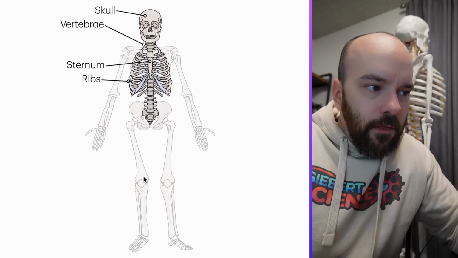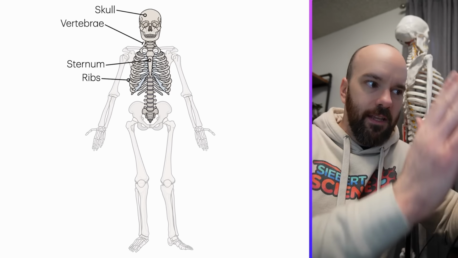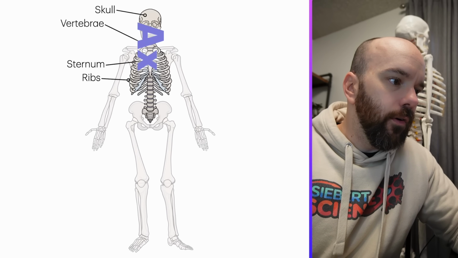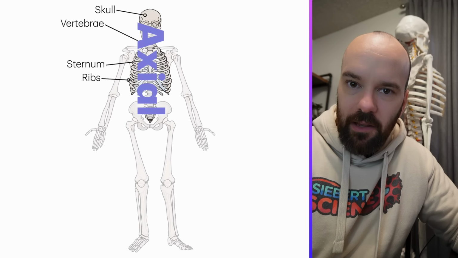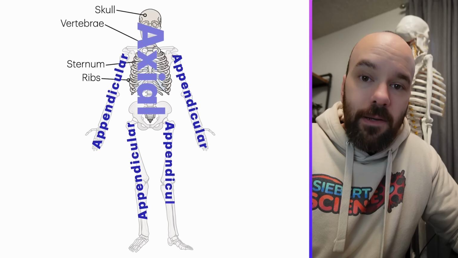All right, so everything that we've labeled so far is considered part of the axial skeleton. It's like the axis of the body going vertically right there. So that's the axial skeleton. All of the bones that we've not yet labeled are considered part of the appendicular skeleton.